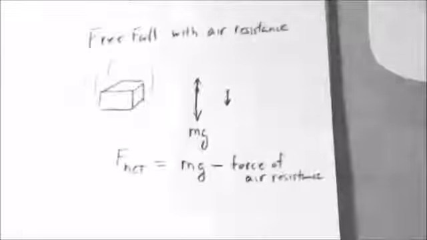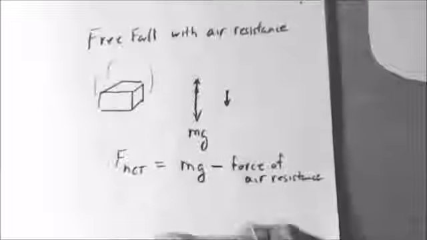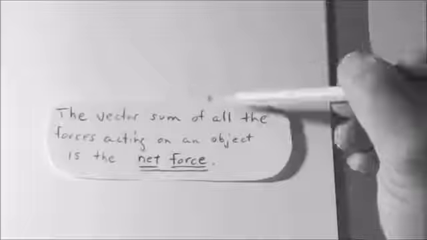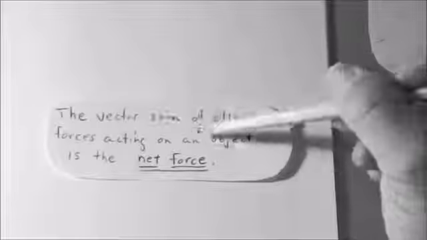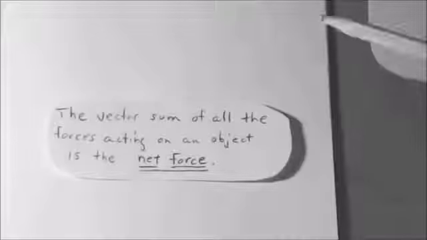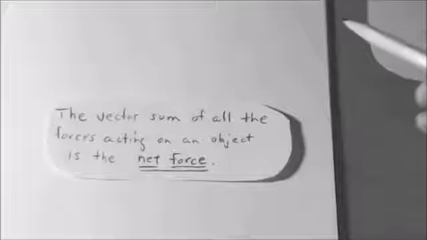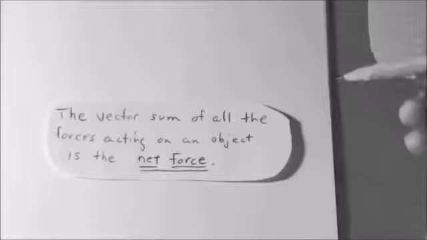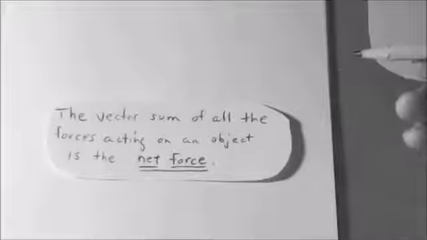I threw this little definition in there. Maybe you ought to write this down in your notes. The vector sum of all the forces acting on an object is the net force. The vector sum of all the forces acting on an object is the net force.